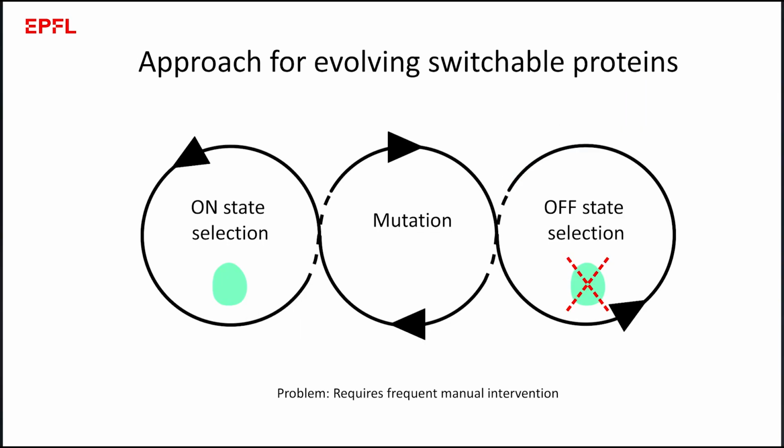So to evolve truly switchable proteins, one can diversify the selection pressure, not only to select for the high on state, but also to select for the low off state, and then basically alternate between these two selection modes.